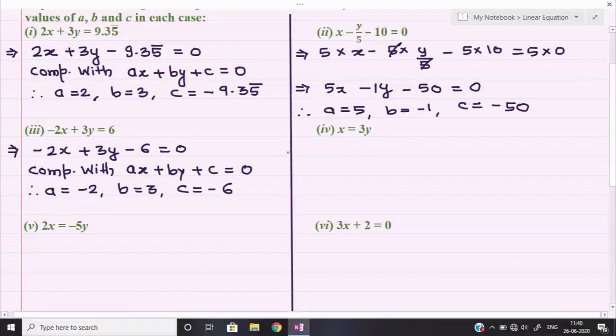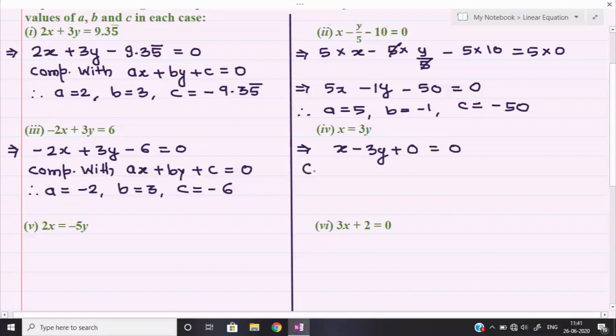Now let us see in the similar manner part number 4. First of all, I will bring that 3y onto this side. So x minus 3y. Now note one thing here: in this question the constant term is not mentioned. So we will write it on our own: plus 0 is equal to 0, again 0 will remain because 3y we have brought onto this side.